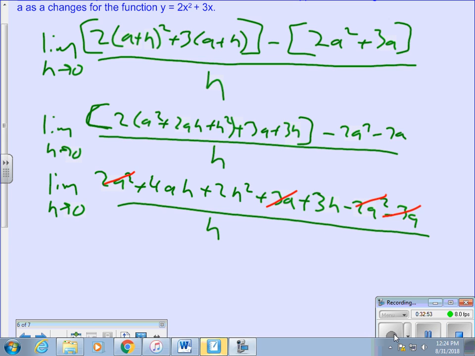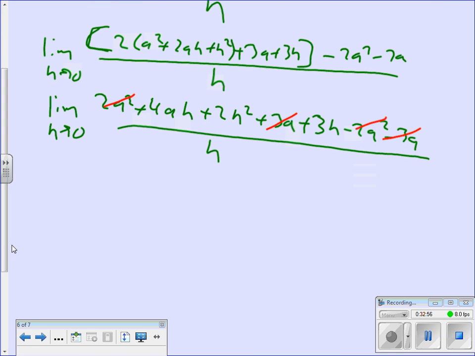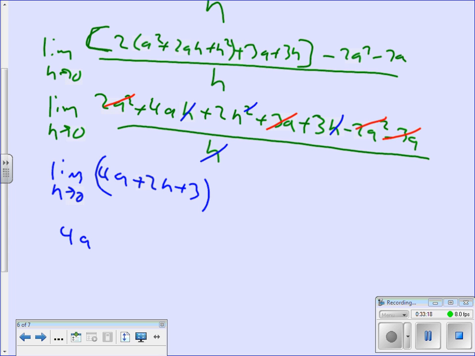And then my h's can cancel. I have one h in the denominator. That one's gone. That reduces by a power of 1. And that one's gone. So I have the limit as h approaches 0 of 4a plus 2h plus 3, which is 4a plus 3. That is the slope of my equation. That is the slope of the line tangent to 2x squared plus 3x at any particular value of a.